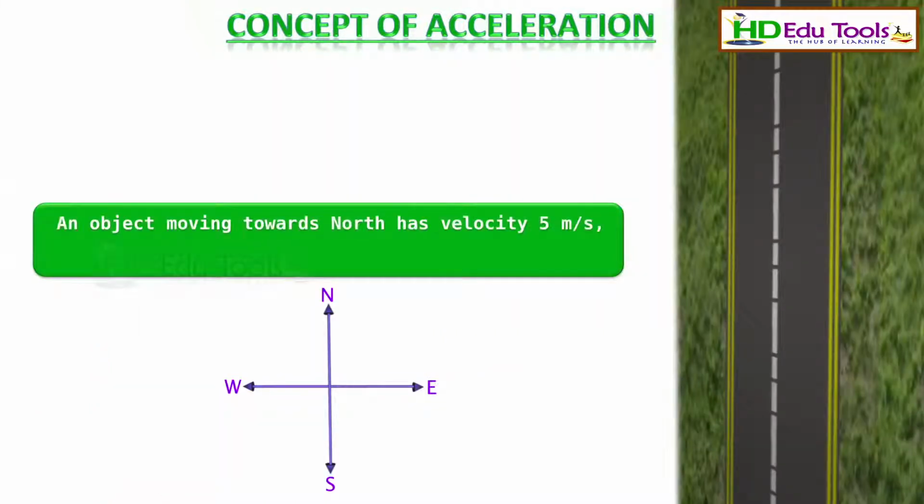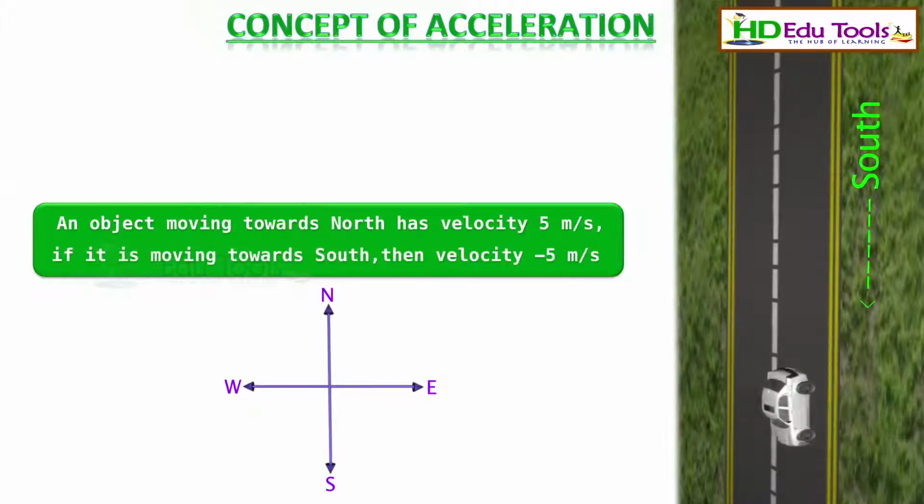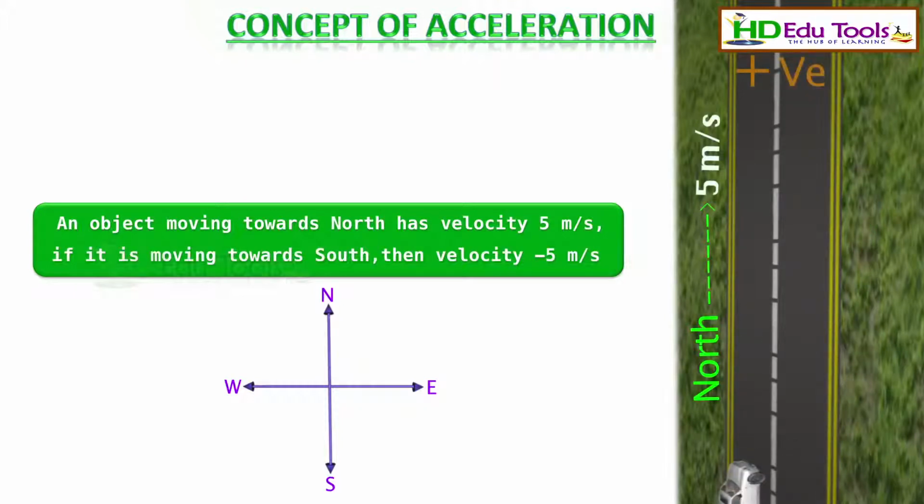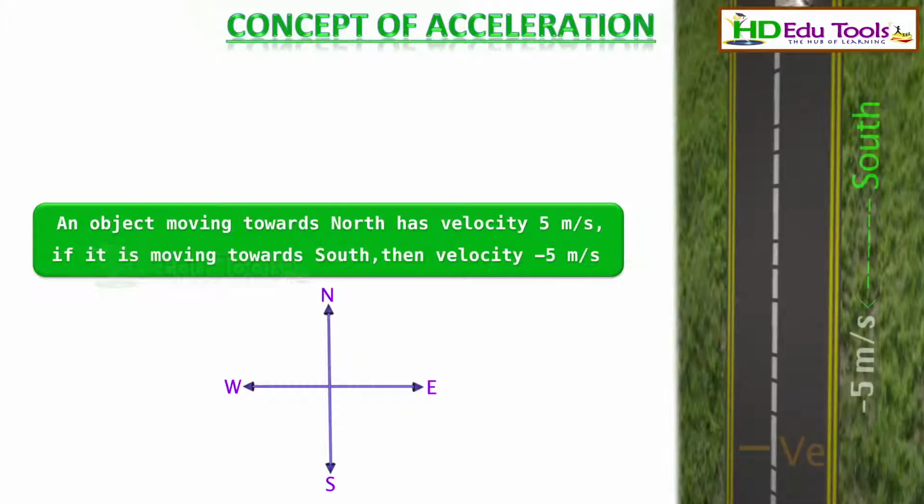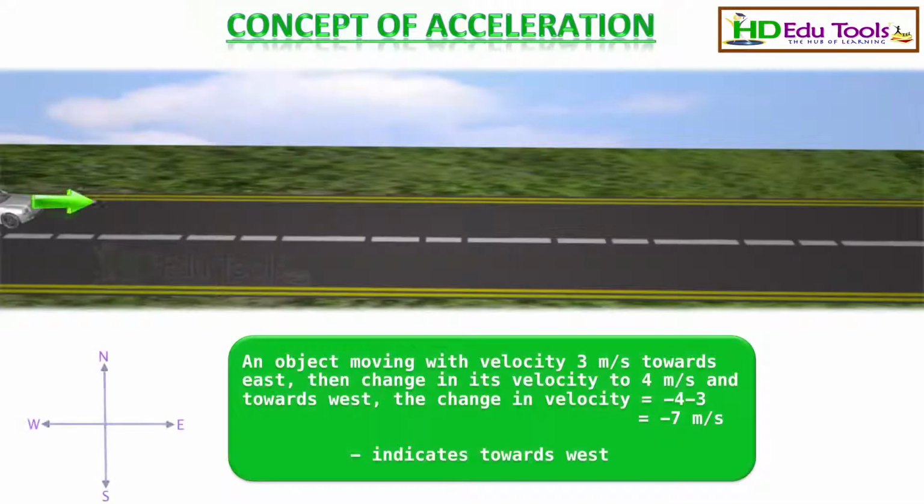Similarly, an object is moving towards north, has velocity 5 meters per second. If it is moving towards the south, then what is its velocity? Minus 5 meters per second. Why? Because we are considering towards north is positive, hence towards south is automatically negative. And you take another problem.